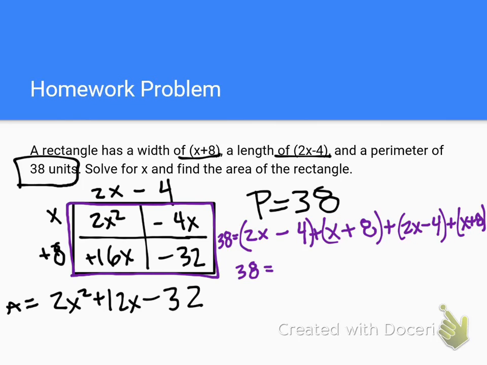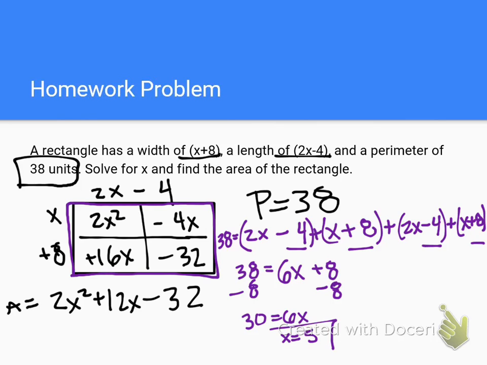a 6x, right? And then I have minus 4 plus 8 minus 4 plus 8. So I get plus 8 overall. So I could actually solve for x in this case. Okay, so subtracting 8, I get 30 equals 6x, and dividing by 6, I get x equals 5. So this is just kind of a different way to use the rectangle that we talked about when we were multiplying polynomials. So we can think about area and even perimeter in this case and solve for x.